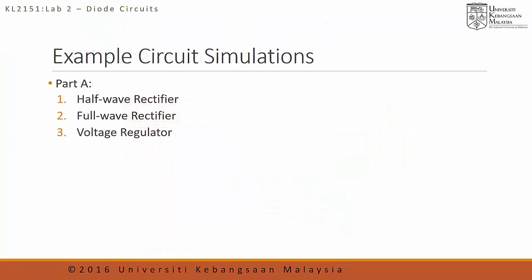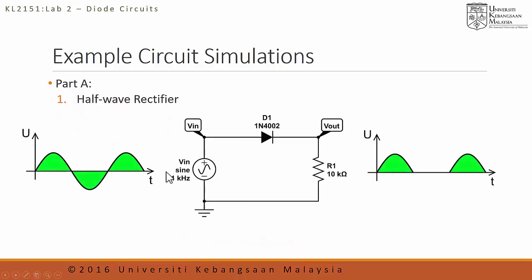I will now show you some example circuit simulations for all the circuits that you have to construct in part A, which are the half-wave rectifier, a full-wave rectifier, and a voltage regulator. I'll be using Circuit Lab in this example. For the first one, which is the half-wave rectifier, the half-wave rectifier should function as a rectifying circuit to rectify an AC signal into a DC signal. So your output should look something like this.